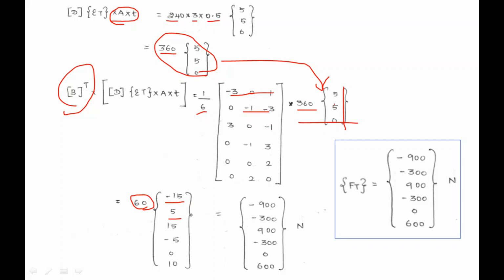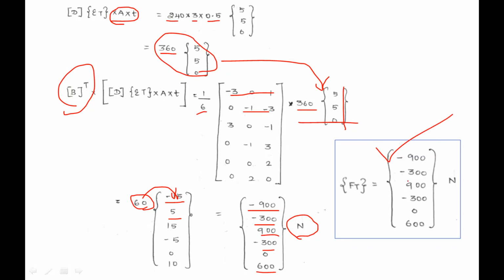Second row, this one will get easily all these values, and multiply the 60 within the matrix. We are getting the thermal load values like this: minus 900, minus 300, 900, minus 300, 0, 600 Newton. So thermal load is in terms of Newton we evaluated. So this is the 6 by 1 matrix we evaluated for the temperature change of 10 degrees, right?